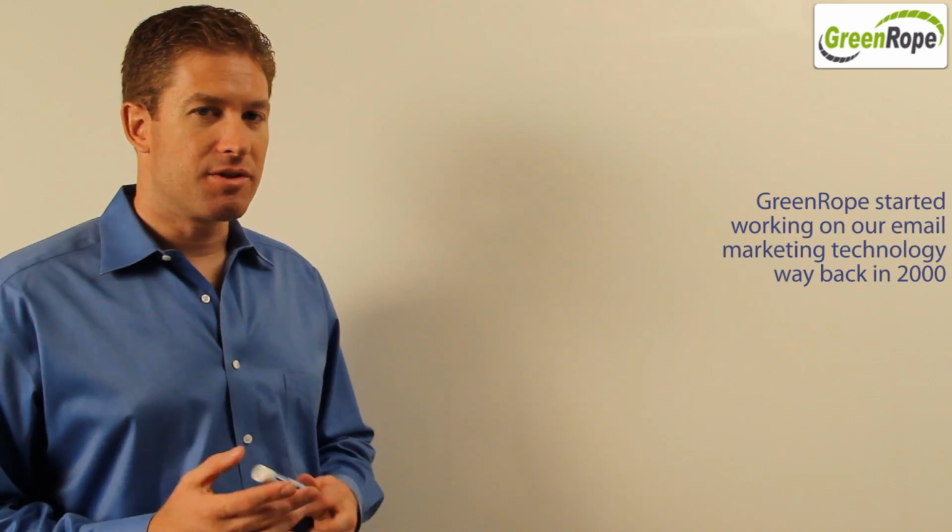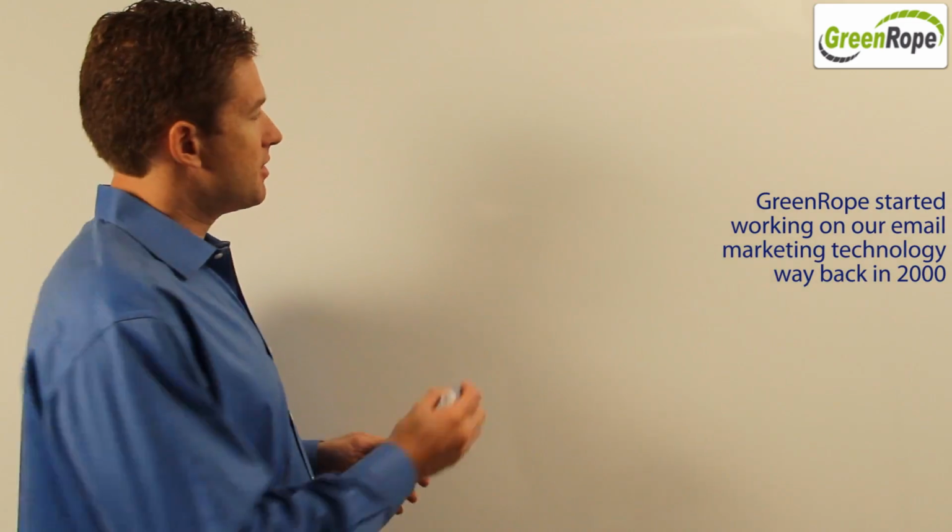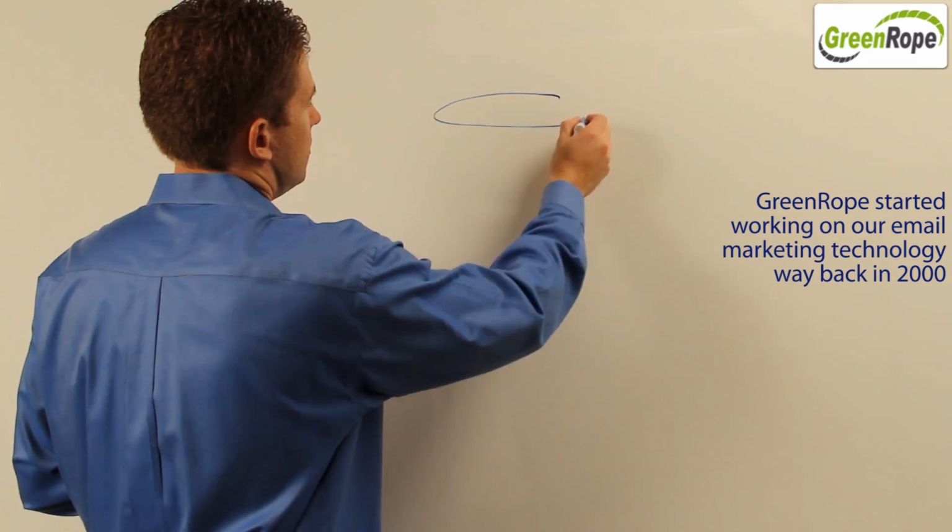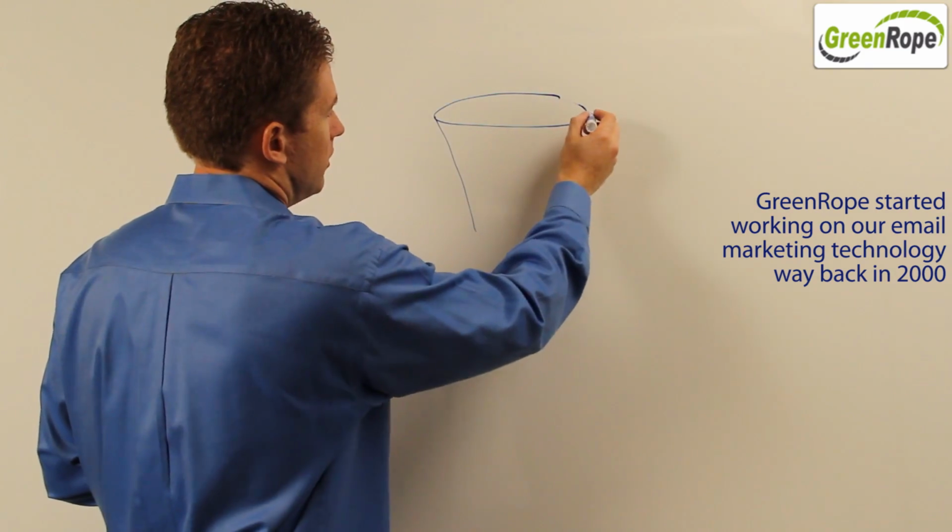I'm the founder of GreenRope, and I wanted to take a few minutes to talk to you a little bit about email marketing, what it is and how you use it to become more effective as a marketer and use it to grow your business. One of the things I always like to start with is finding a little bit of context in what it is we're doing. So let's start first by looking at our sales funnel.